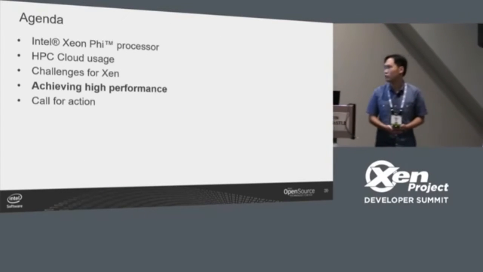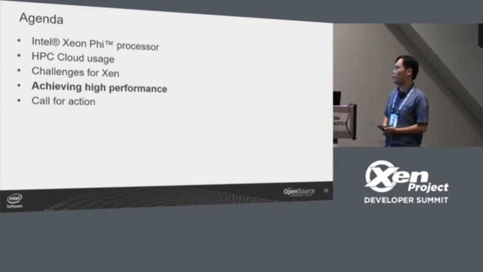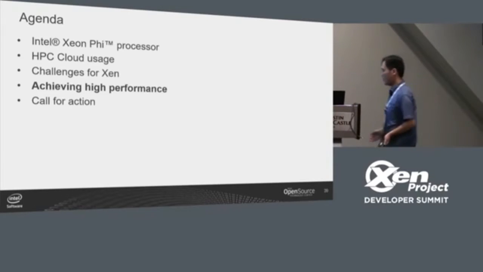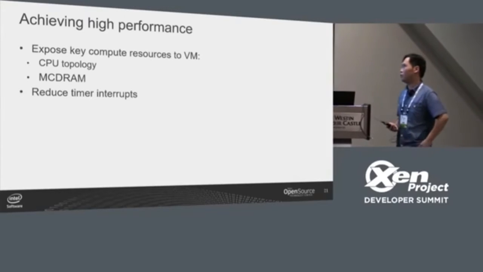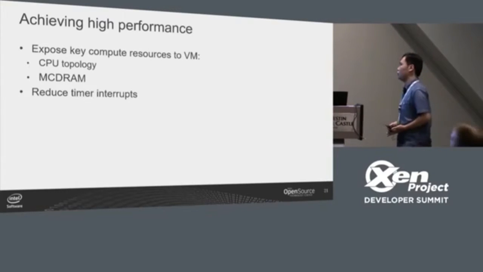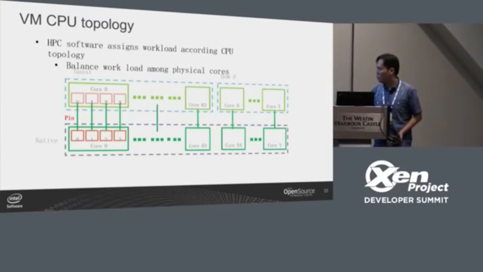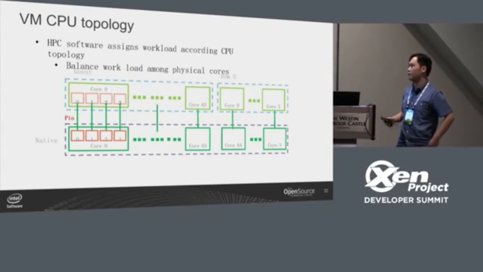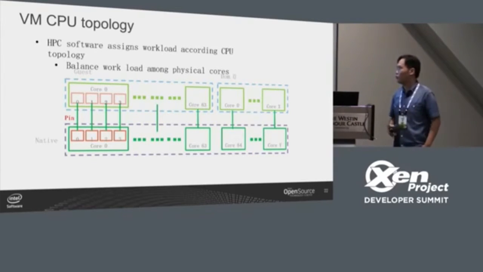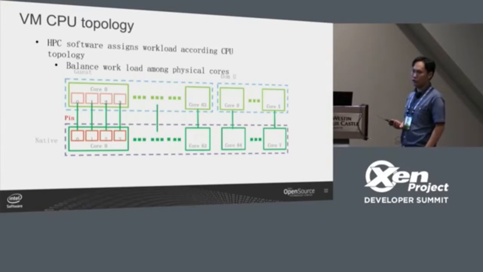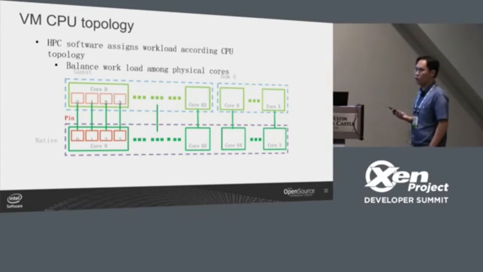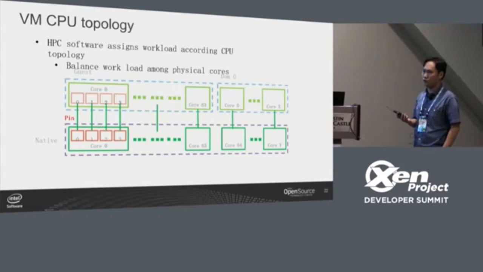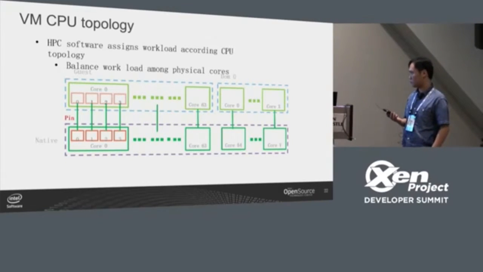Next chapter we will introduce how to achieve high performance in such a huge VM. First, we need to expose the key compute resources to the VM. The first is the CPU. How to expose the CPU to the VM? HPC software will assign workload according to the CPU topologies. It tries to balance the workload among the physical cores to take advantage of the physical cores efficiently.